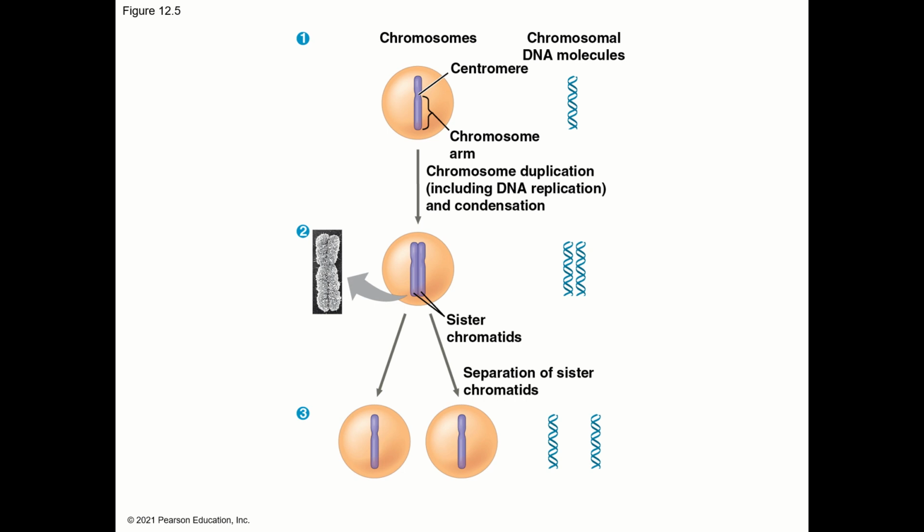Chromosome duplication, which includes DNA replication and condensation, goes from stage 1 to stage 2. We now have our chromosome replicated, and now it exists as two sister chromatids, and then the separation of sister chromatids to form chromosomes, similar chromosomes in two different cells as they eventually go through cytokinesis.